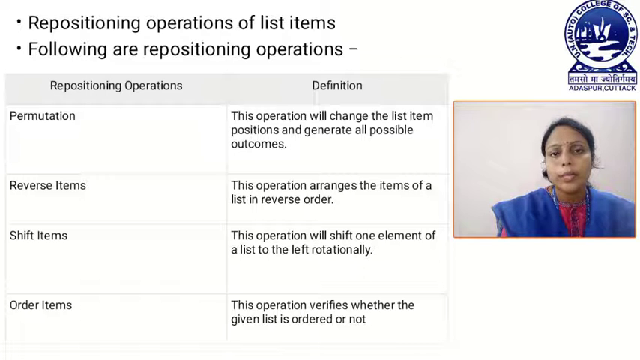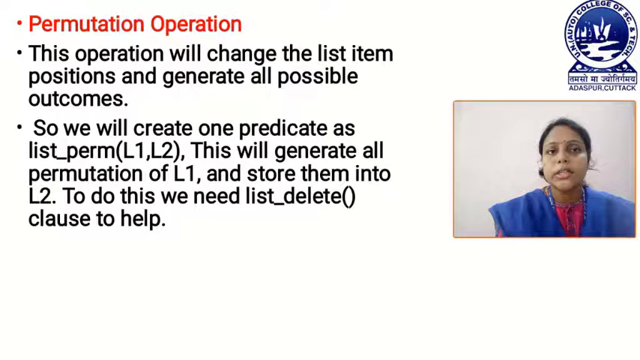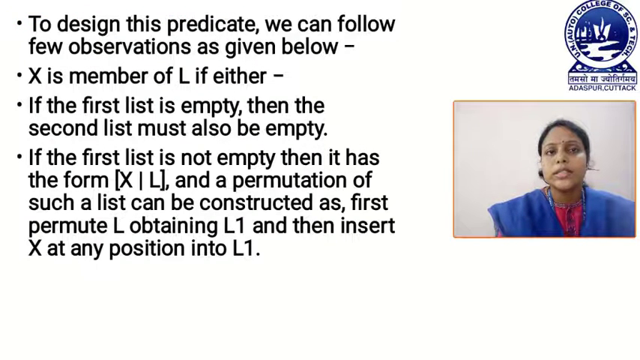Now, first of all, I am going to discuss the permutation operation. Here, this permutation operation will change the list item positions and generate all possible outcomes. So, we will create one predicate as list permutation, that is L1, L2, which means this will generate all permutations of L1 and store them in the list L2. And to do this, we need a list delete clause. Now, to design this predicate, we can follow a few observations.